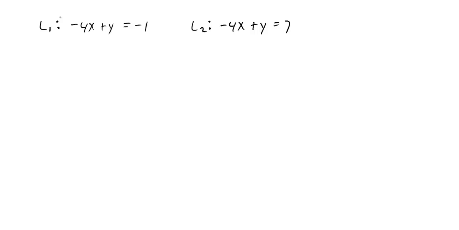Maybe they just intersect. If we know the slope, we can determine if they're parallel or perpendicular. Remember we talked about slope-intercept form. So we rewrite each equation in slope-intercept form, which means we simply solve for y. For the first one, we need to get rid of the negative 4x, so we add 4x, and we get y equals 4x minus 1. Over here we do the same thing: y equals 4x plus 7.